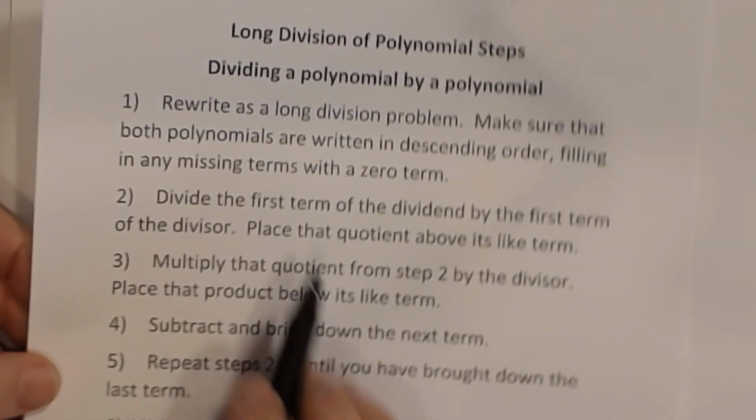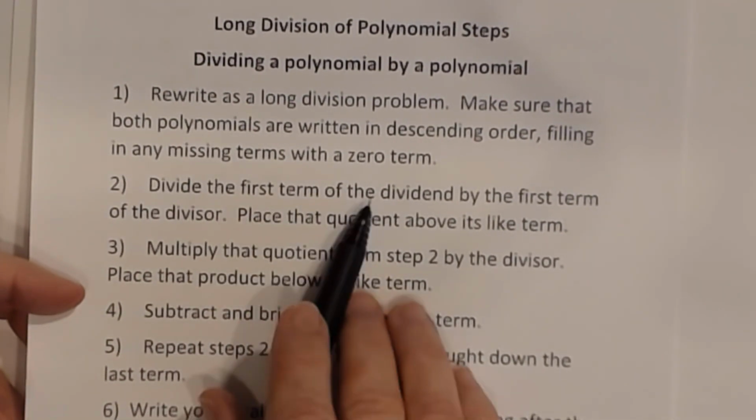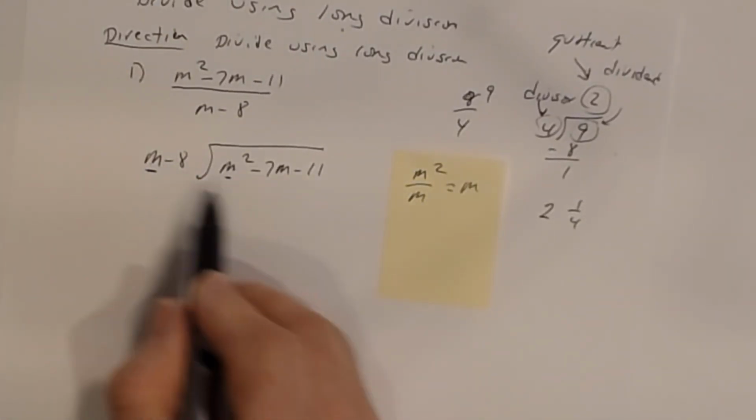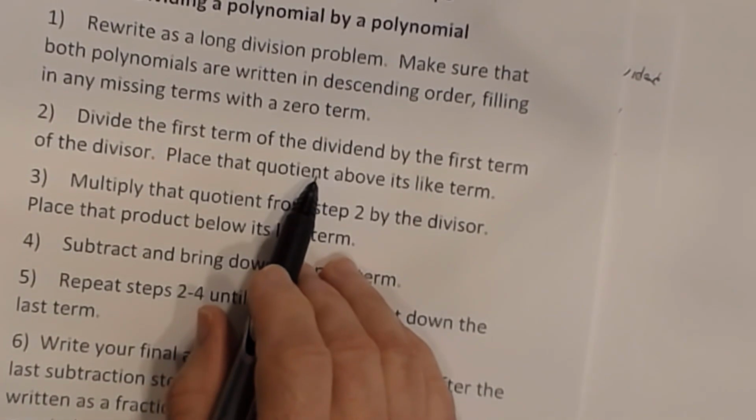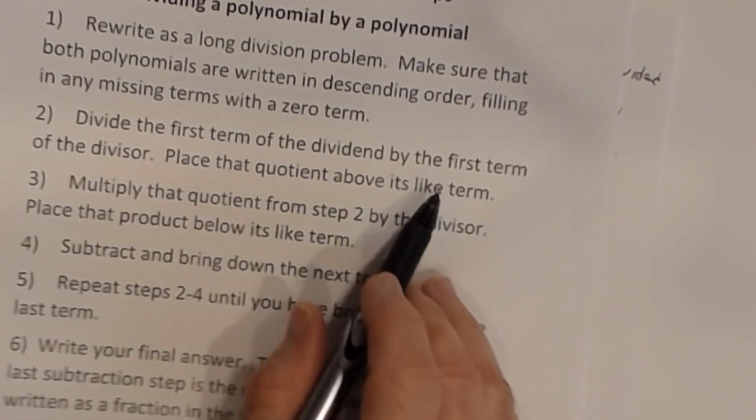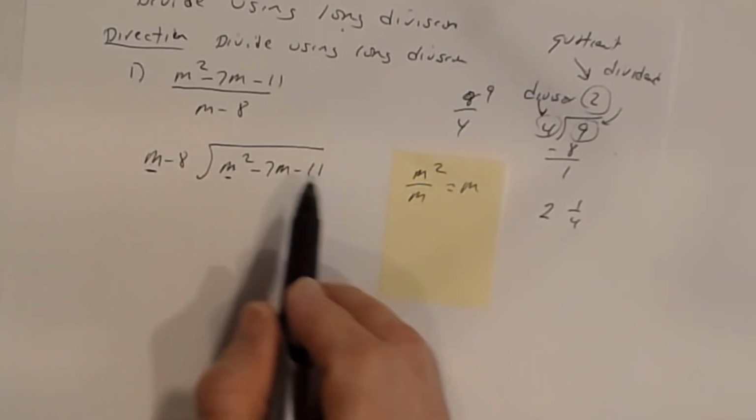So number 2, divide the first term of the dividend by the first term of the divisor. So m squared divided by m. m squared divided by m is m. Place that quotient above its like term. So I'm going to place this above its like term.